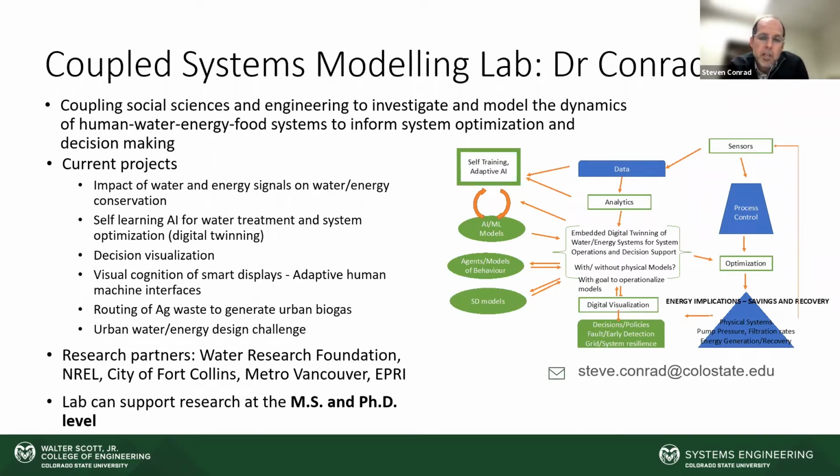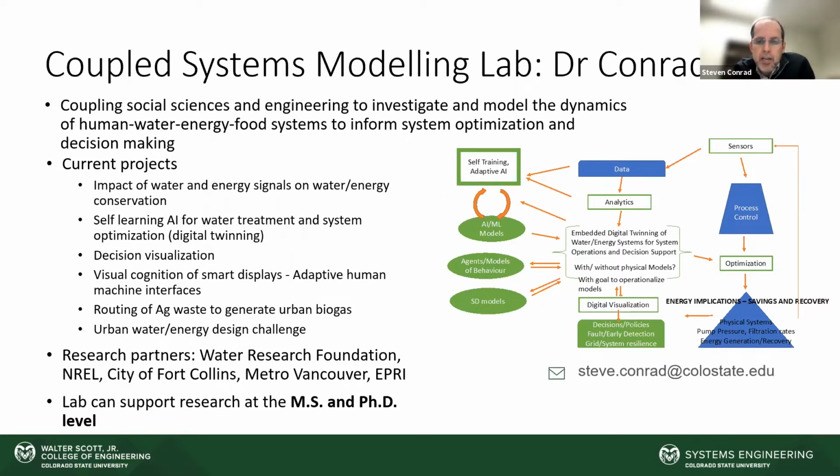The main objective of the lab and the work that I do within this particular lab is to inform both system optimization of these large scale systems, but also decision making. So I'm looking for a number of new graduate students to work with me, both at the master's level and PhD level, depending on things.